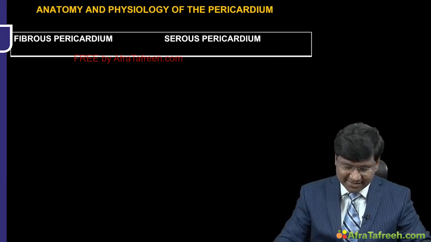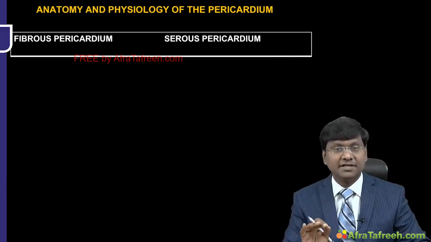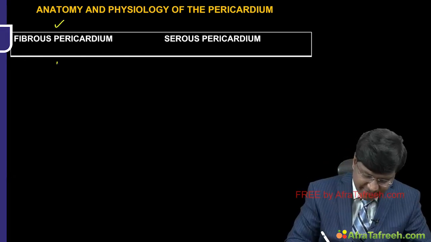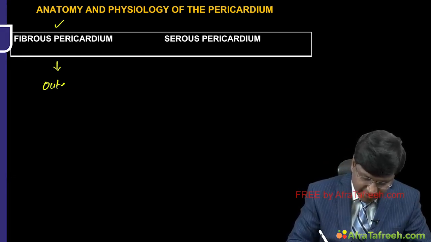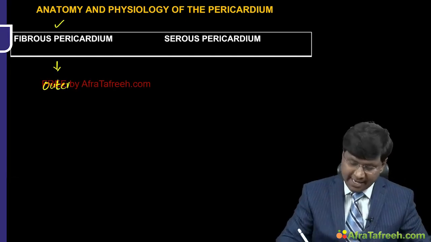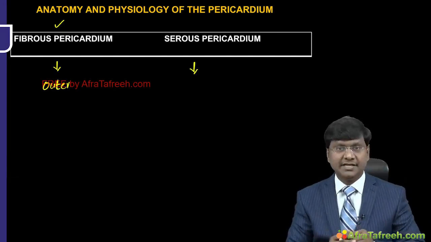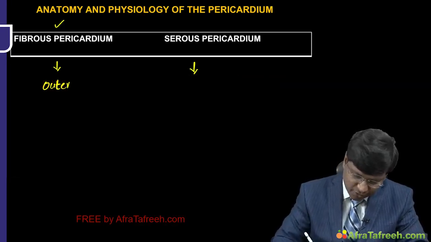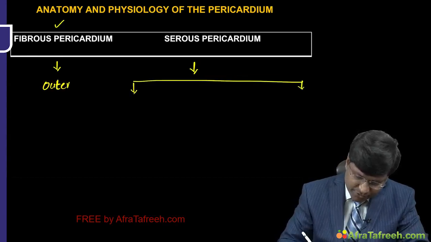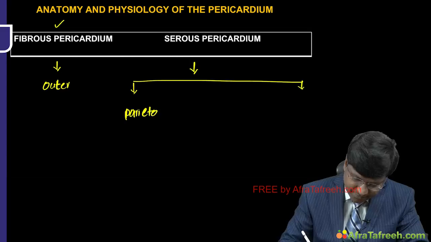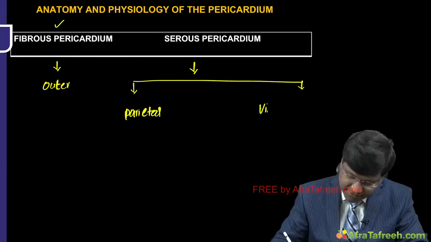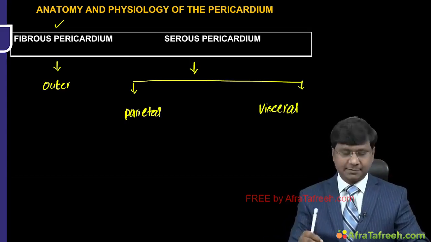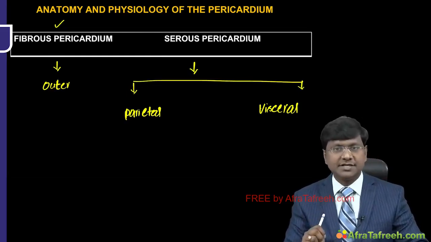Now let us start the discussion with the basic anatomy of the pericardium. If you take the pericardium, you have the fibrous pericardium, which is the outer layer, and then you have the serous pericardium, which is the inner layer. The serous pericardium has two layers: the parietal serous pericardium and the visceral serous pericardium.